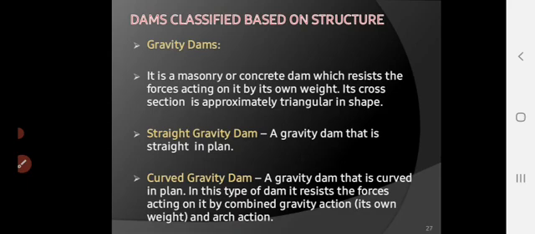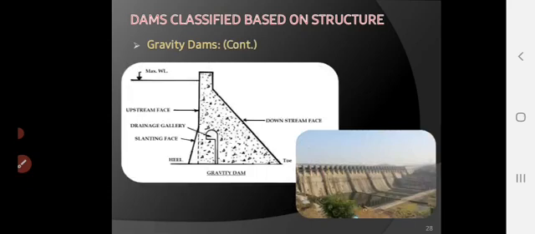A straight gravity dam is straight in plane. A curved gravity dam is curved in plane, right? So this is the typical cross section of a gravity dam which I have already shown you in the elements of dam. It is of triangular shape, having galleries within the dam body and having 3 points: crest, heel and toe.